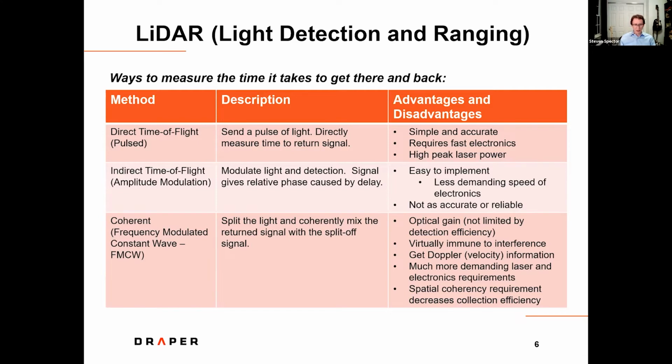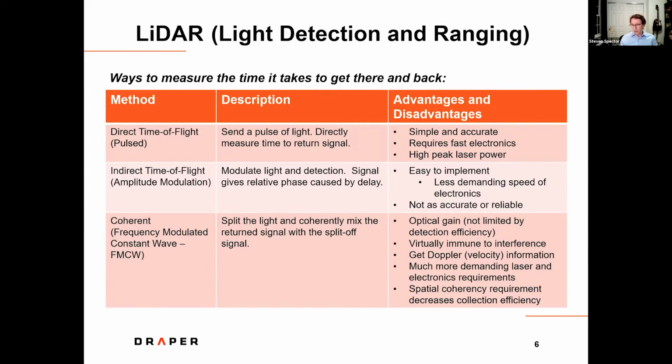The last method is coherent. Sometimes you'll hear this called frequency modulated continuous wave, or FMCW. There are other ways of doing coherent, but FMCW is the most common. And here what you're doing is splitting the light coherently and mixing the return signal with the split-off signal. The nice thing about this is, well, it's a coherent mixing, so you get optical gain. That is, the strength of your signal not just depends on the strength of the return, but also on the strength of that signal you held behind, which is the local oscillator.